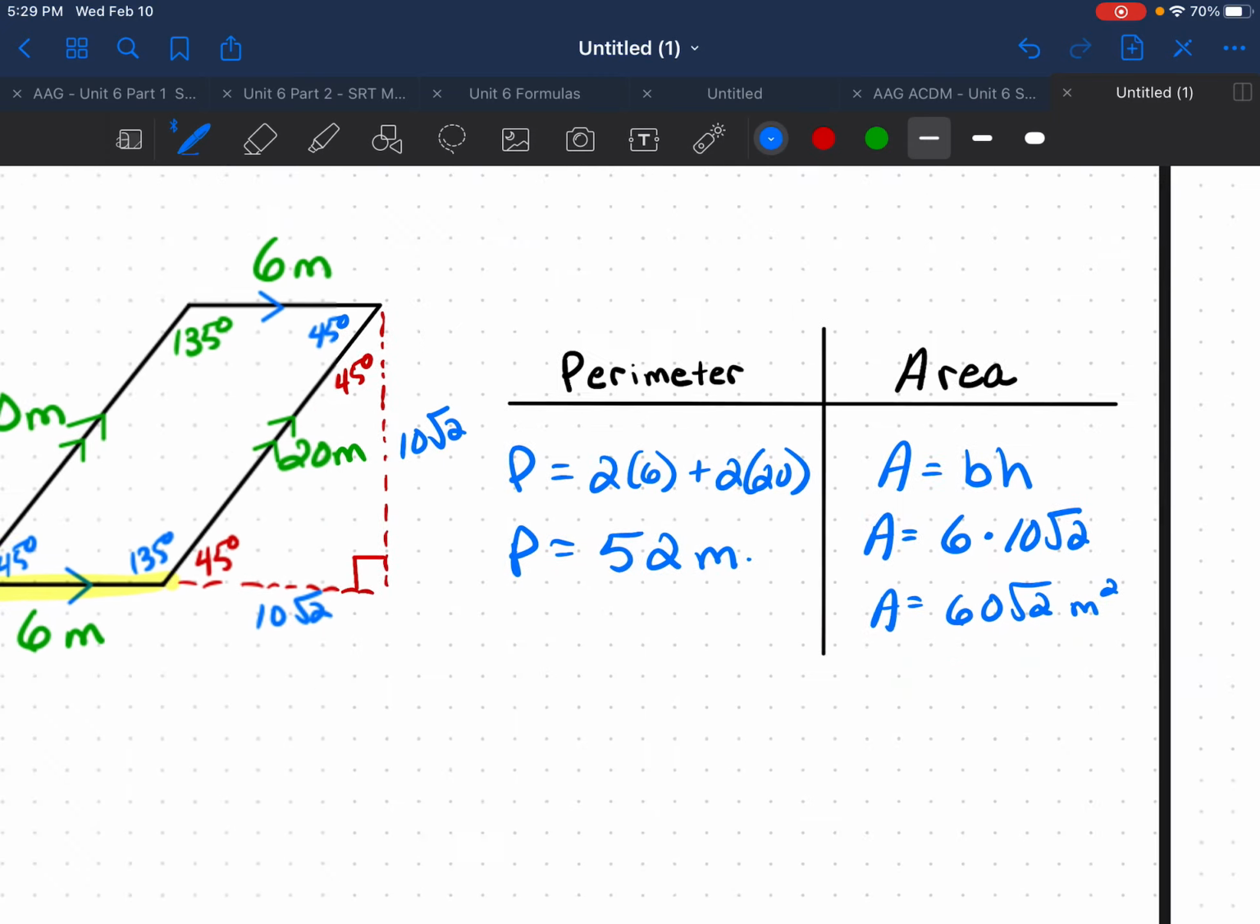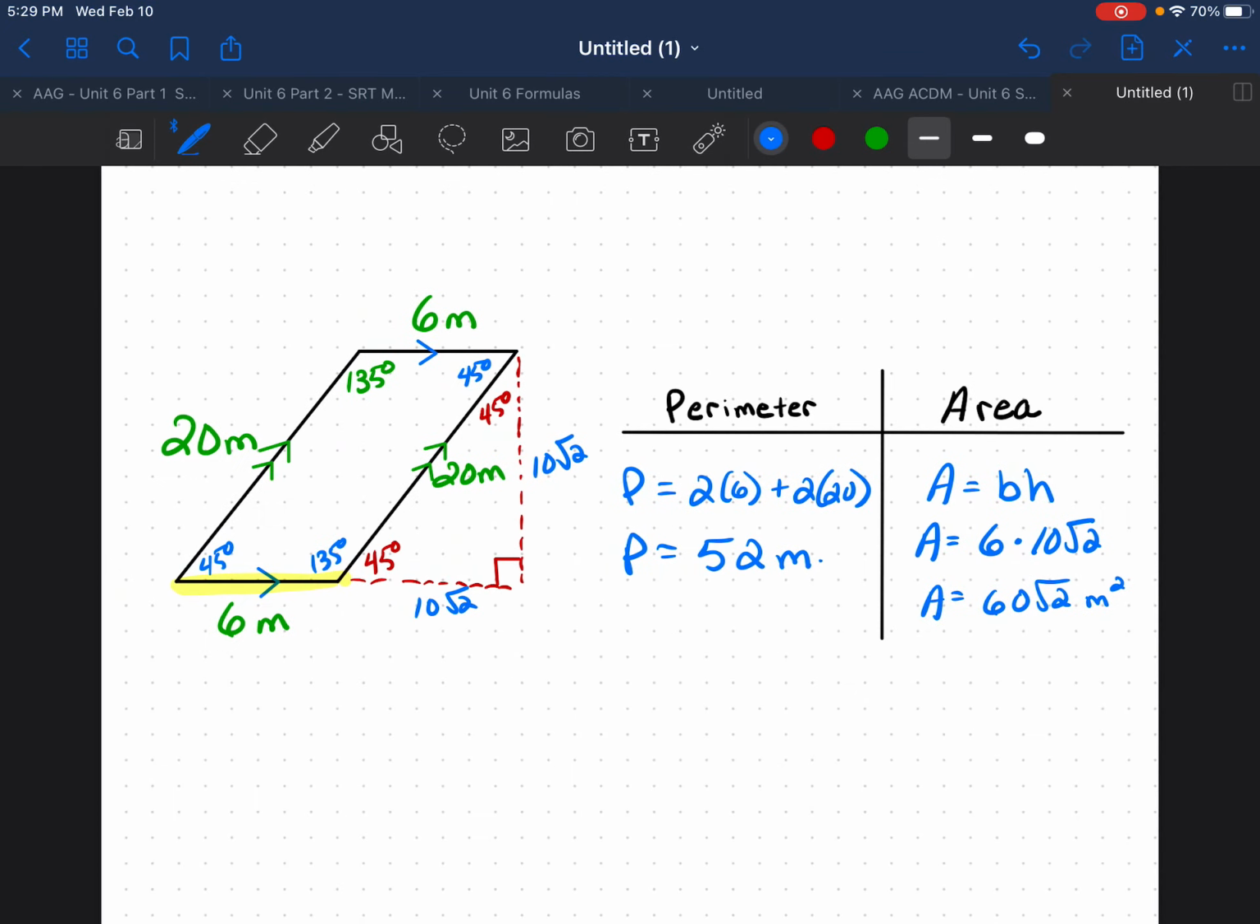All right, ladies and gentlemen, so in this video, we've taken a look at 2 parallelograms. All right, hope it helps. Thanks, everyone.